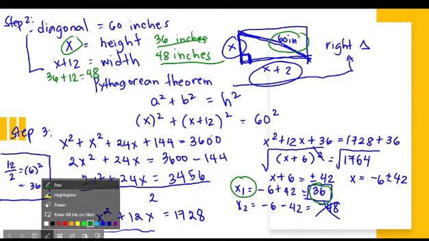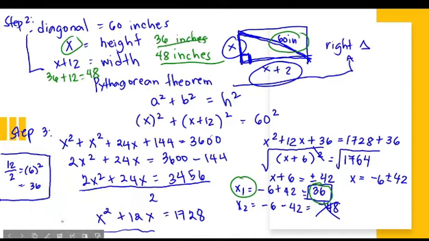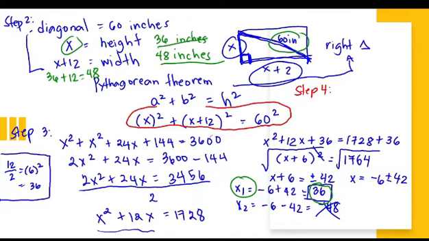For step 4. Okay, let's write step 4 here. So, substitute lang natin dito sa na-formulate natin kanina. Ayan. So, ito na yung ating height. Ito na yung ating width. Substitute na lang. So, we have 36 squared plus 48 squared equal to 60 squared.